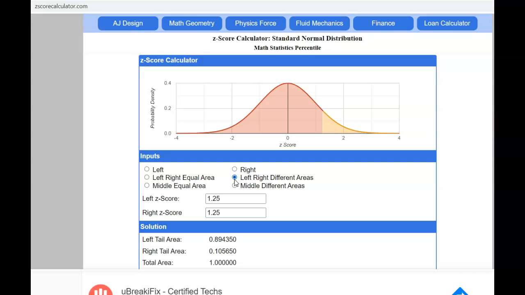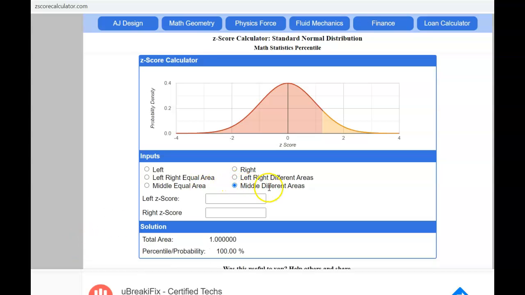All right, so the other thing that you're going to have with problems is being asked about areas between two z-scores. It might also be area between two raw scores. You're going to take those two raw scores and make them z-scores. And in that one, you're going to need the middle area. You're going to put your lower value right here. So let's say it's negative 1.25, and then you're going to put the upper value in the right one. So lower is left, L and L.